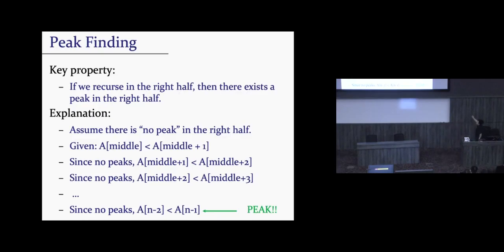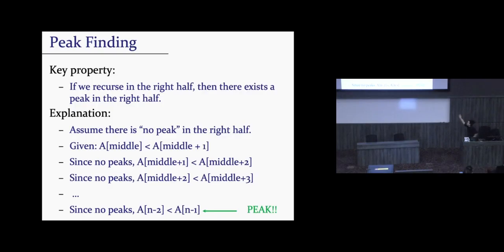But we can keep repeating this argument because there are no peaks, right? Because there are no peaks, we should be able to argue that we will always be going to the right incrementally, since there shouldn't be peaks. Because we know middle plus 1 is not a peak. We know middle plus 1 is greater than middle.